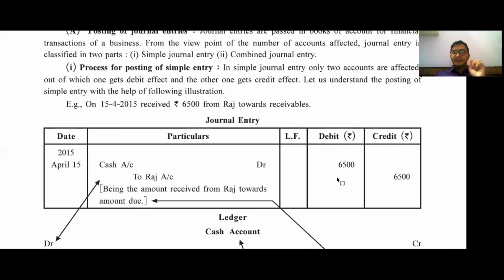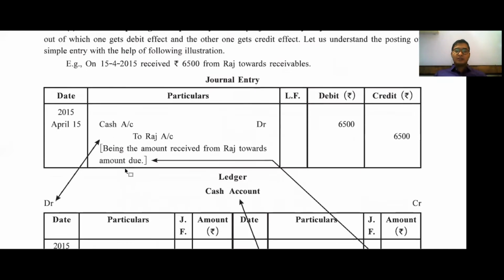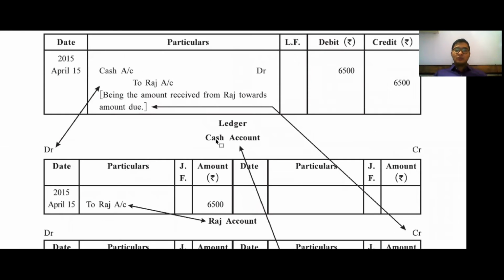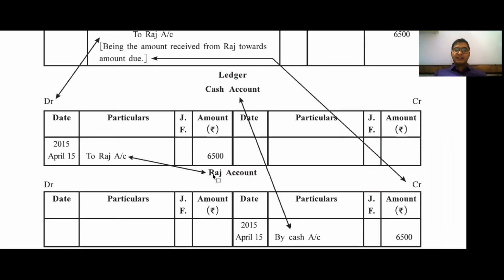So this is the single journal entry. Now, on the basis of this journal entry, we have to prepare two ledger accounts, because in this journal entry, two accounts are affected. First of all, it is cash and another is Raj. So we have to prepare cash account as well as Raj account. So this is called ledger account. First cash, second Raj. Format is same: date, particular, JF, amount, date, particular, JF, amount, debit as well as credit.